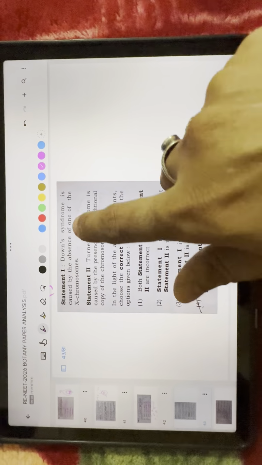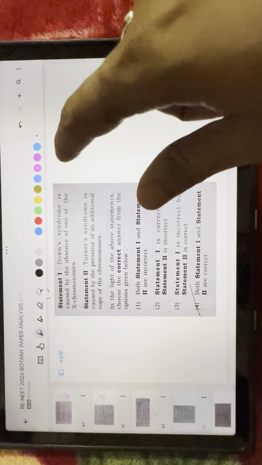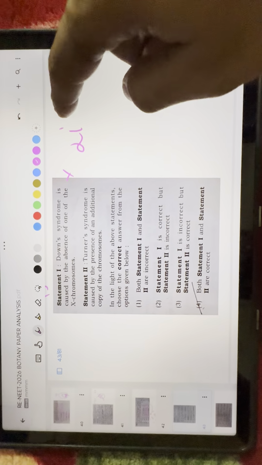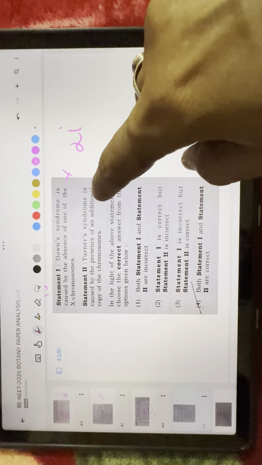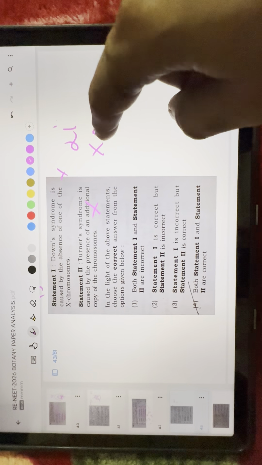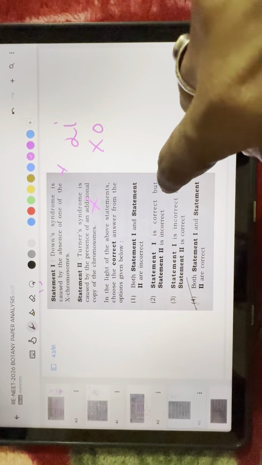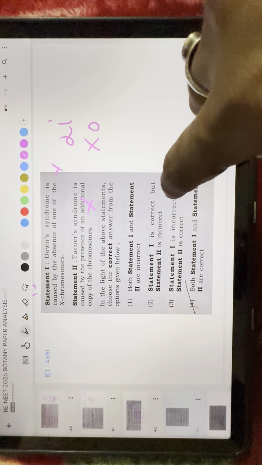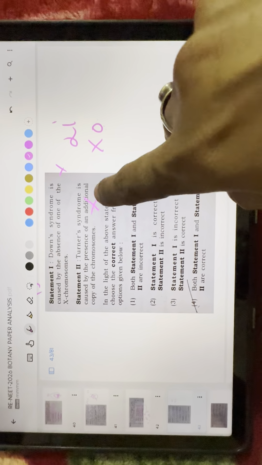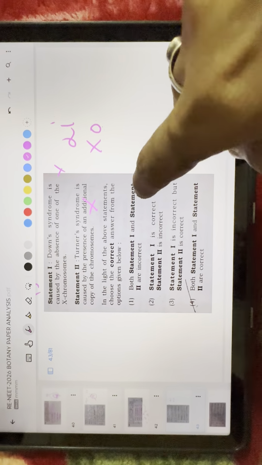Then, Turner and Down syndrome: Down syndrome is caused by the absence of one of the X chromosomes. No, wrong. Down syndrome is purely due to the 21st chromosome, where they have an extra chromosome. Turner syndrome is the presence of an additional chromosome. No, it is only due to the absence of an X. So both statements are false and incorrect.